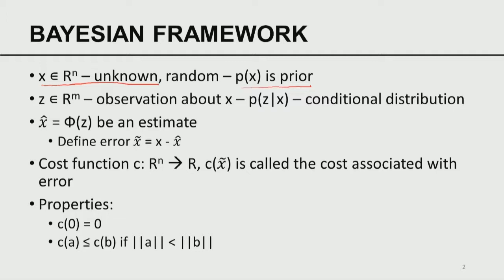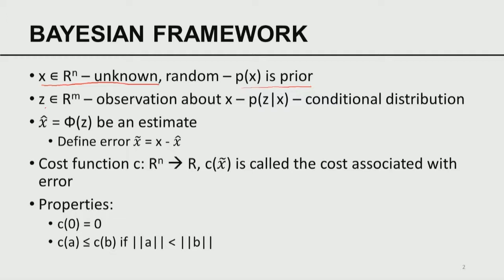So what is key here? I only know the probability distribution from which X is drawn. I just don't know what is the actual realization of X that Mother Nature has picked. So when you say X is unknown, we don't know the actual value or the realization of X, but we know where the X comes from. The X comes from the probability distribution called prior distribution. X is drawn from that probability distribution.